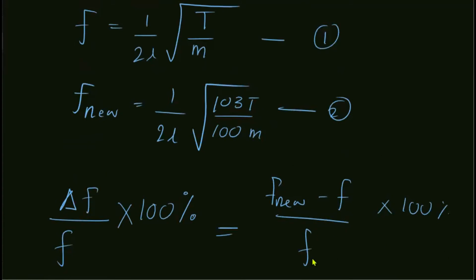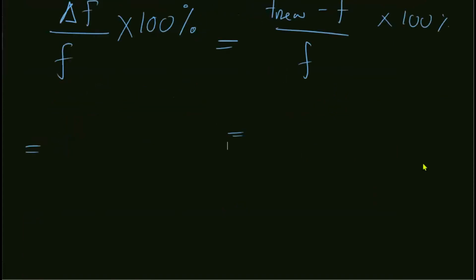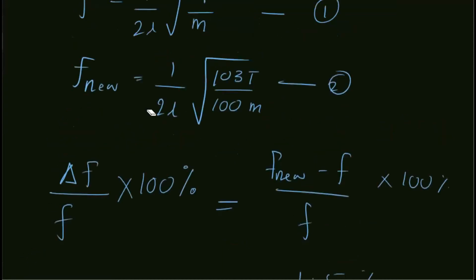Divide by the initial frequency, and then simplify. You're going to get something very close to 1.5 percent. So this would be the answer. Fine. So just simplify. I'm not going to simplify because I have given you all the values, so you can apply it here.